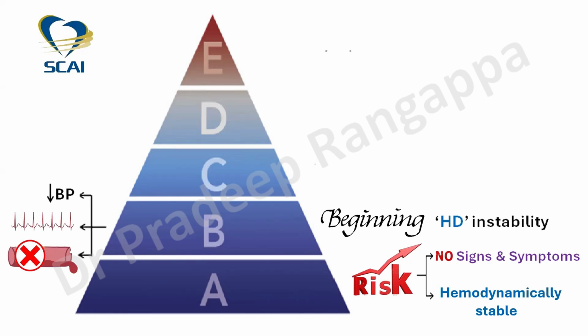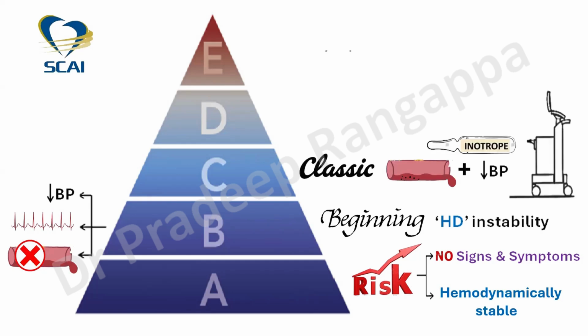These are the patients you have to identify, pick them up, and optimize heart failure so that they don't transit from B to C. C is classic cardiogenic shock, where they have hypoperfusion with hypotension, needing inotropes and balloon pumps. So really we would want to identify patients at A or B and prevent them from going to the classic variant, where they already develop hypoperfusion, lactates go up, and they may need inotropic support, vasopressors, and balloon pump.